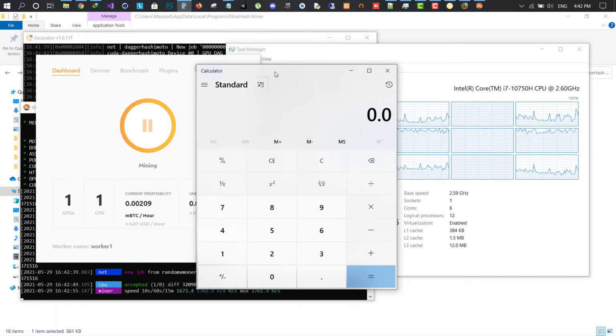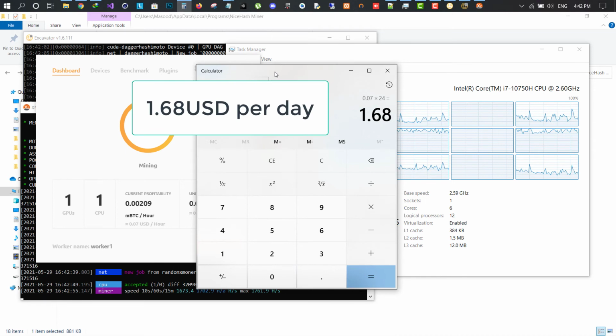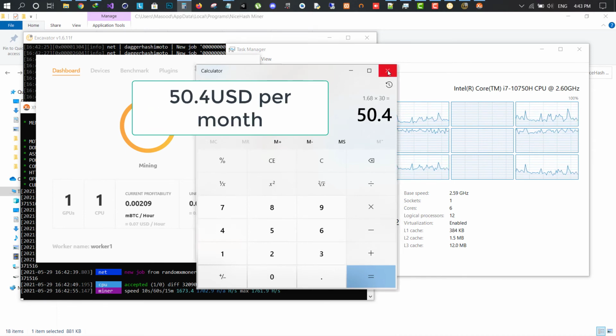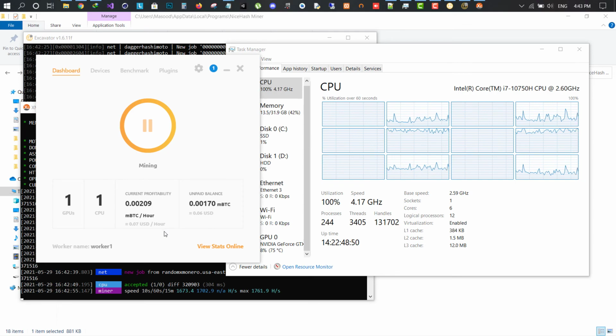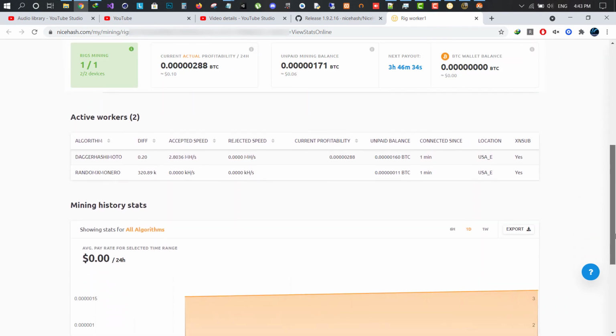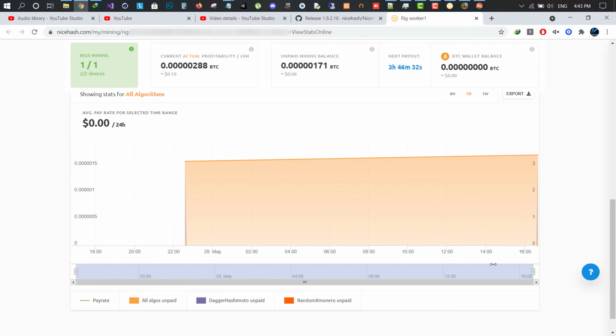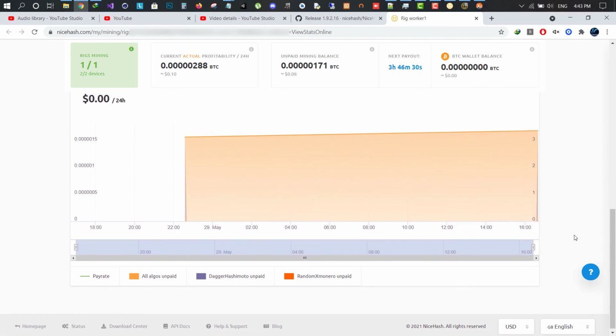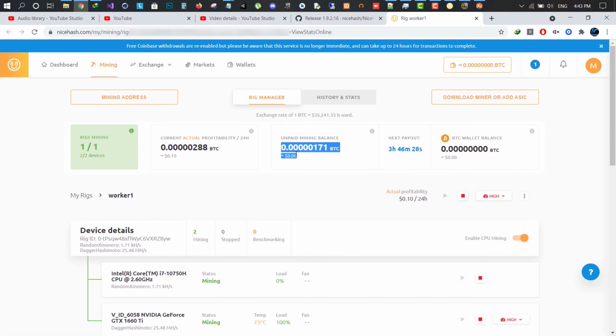So multiplying it by 24 gives us $1.68 per day. So we can see that it's 50.4 USD per month. It can go higher or lower according to the Bitcoin price. You can also manage it directly using their website. There will be transactions when the balance has reached a certain amount, to either sell it or trade the bitcoins.